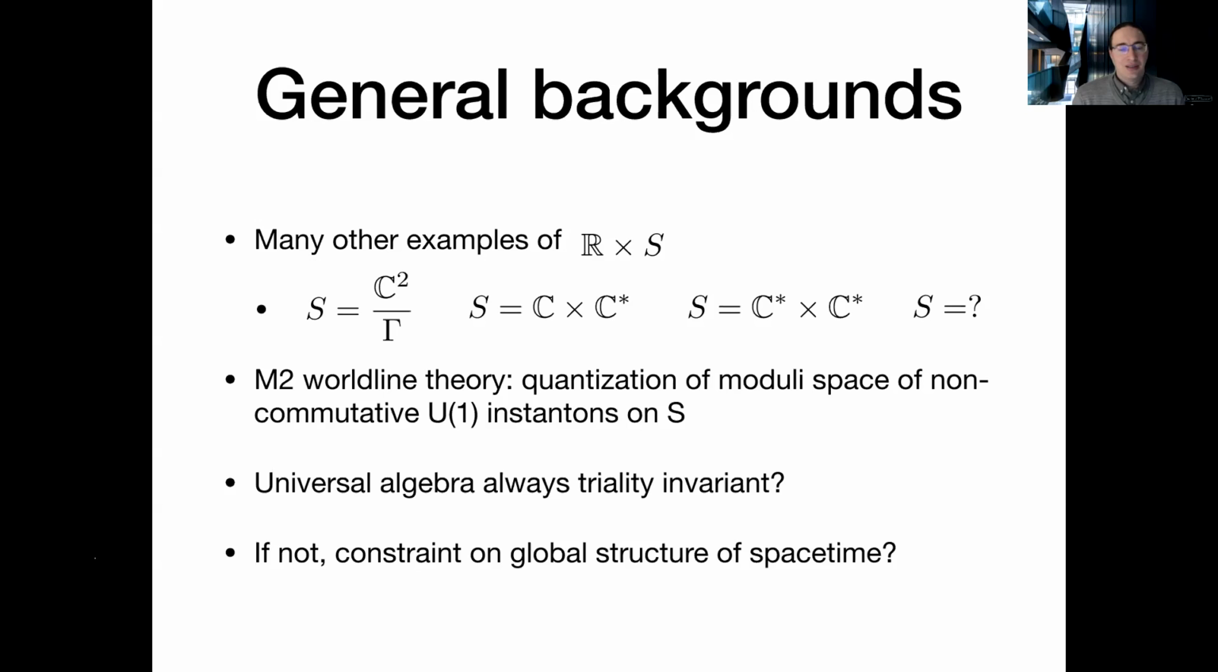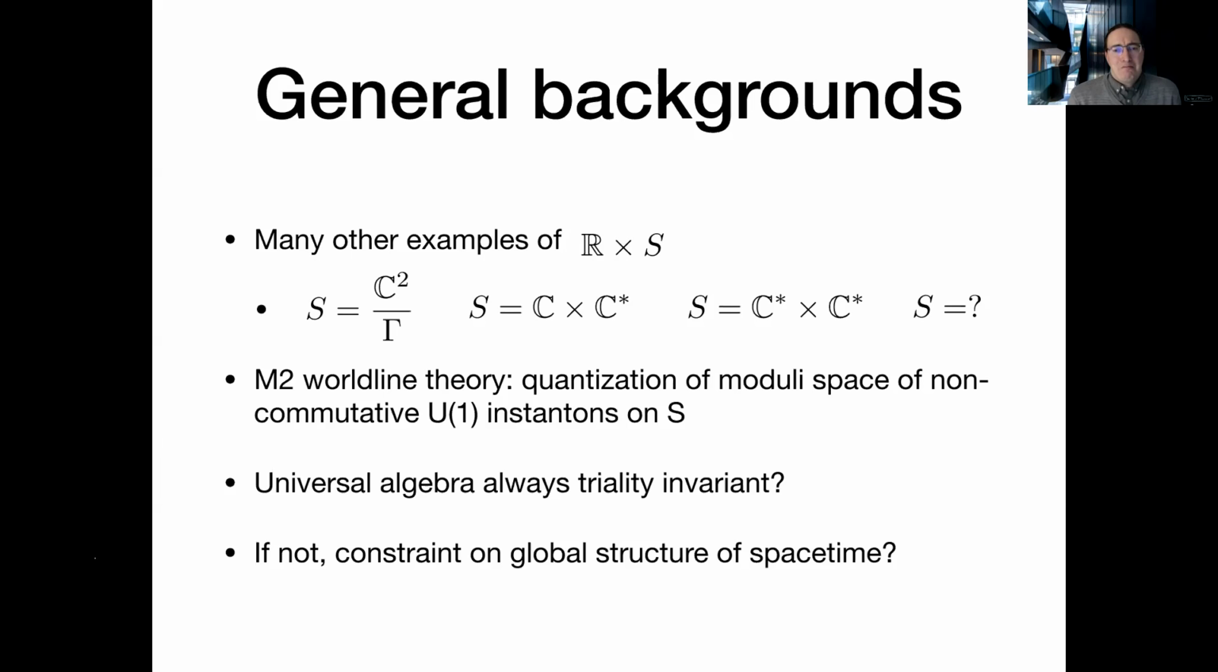The algebras are appropriate quantizations, so the model is based on non-commutative instantons on these surfaces. In all of these cases, you find the universal algebra by sending the number of instantons to infinity. And this universal algebra is triality invariant, which it should be if it comes from a background of the form R times S times three Omega-deformed factors.